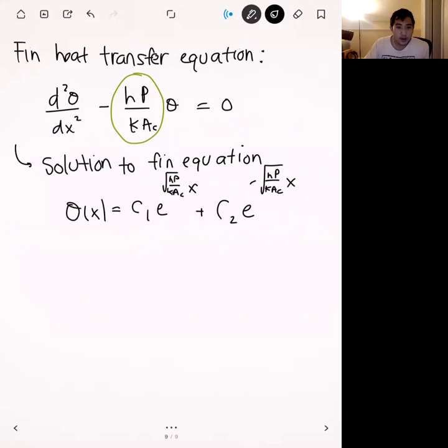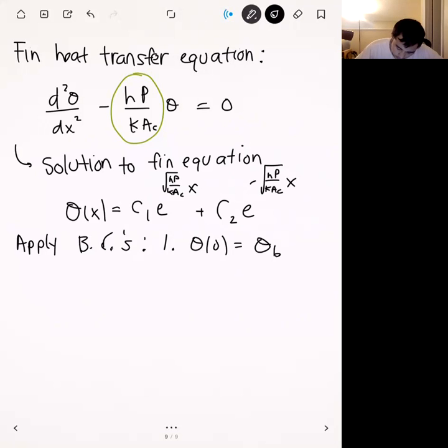Right. And if you recall from the class, the way that we typically solve this was we had to apply two boundary conditions to solve for C1 and C2, okay? The first boundary condition that we usually specify is that we know the base temperature, right? So theta of zero is equal to theta B, okay? All this basically states is that we know the base temperature. And then the other boundary condition was the boundary condition at the tip. Remember, we have four different varieties here for the tip. But the one I want to talk about in particular, because it simplifies our math the most, is where we assume that at the tip of our fin, it reaches the same temperature as the fluid, okay?